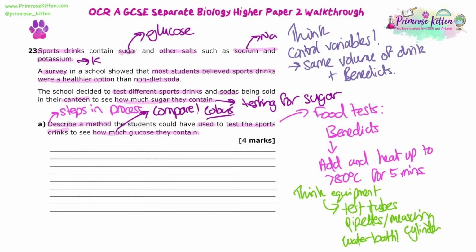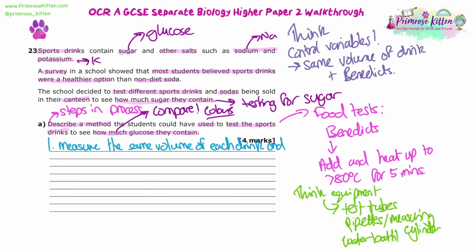So we could compare the colours, but what if they all have sugar in? Because we know all the sports drinks probably have sugar in. There needs to be some other way we can compare how much glucose they have. But first we're going to say we're going to measure the same volume of each sports drink and we're going to put those in test tubes.